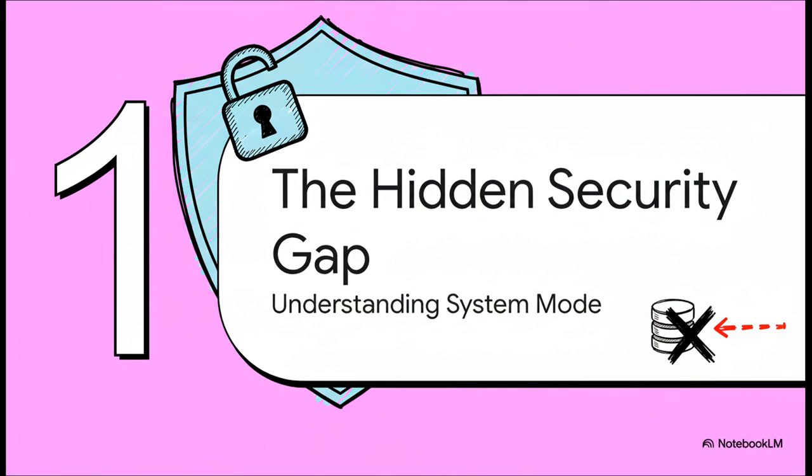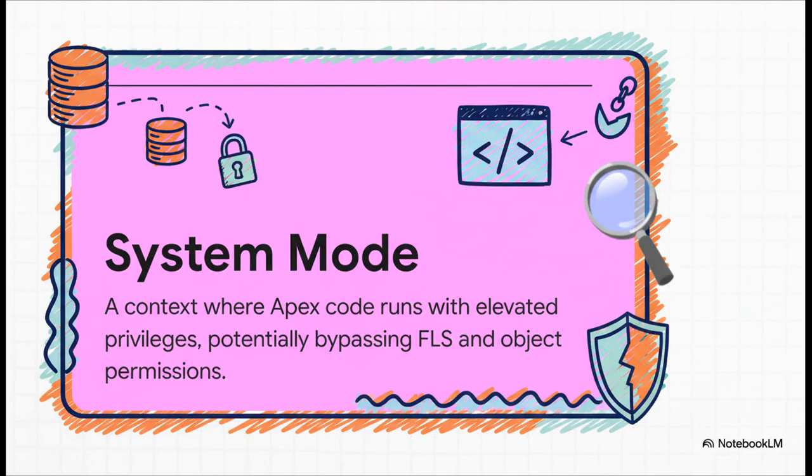Because to really fix this, we first got to understand why it even exists and what context our code is actually running in. The main culprit here is system mode. You can think of it like your code is running with a master key. It has the power to see and do almost anything, completely ignoring who the user is that kicked it off. This is precisely why we, as developers, can't just sit back and assume the platform is handling security for us. Nope, we've got to take control ourselves.